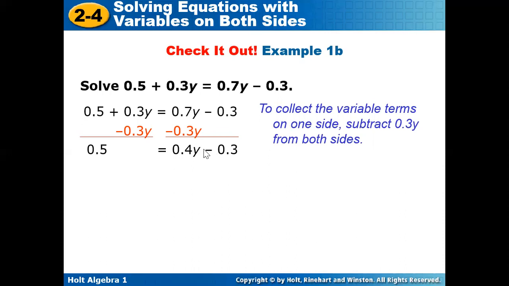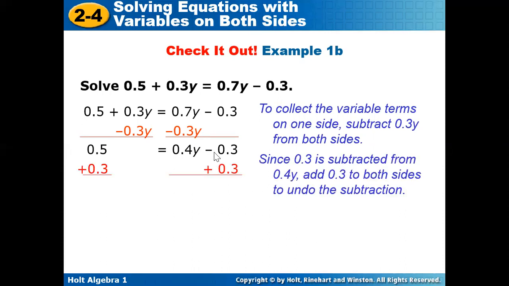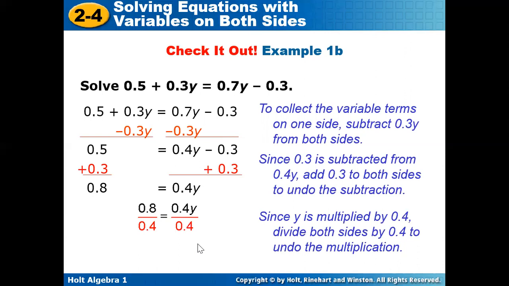Since this is subtraction, this is a negative 0.3, we're going to use addition to get rid of it. So we're going to add 0.3 to both sides. These cancel out. 0.5 plus 0.3 is equal to 0.8. So now we get 0.8 is equal to 0.4y. Since we are multiplying 0.4 times y, we are going to divide both sides by 0.4. These cancel out, leaving us with y, and 0.8 divided by 0.4 is equal to 2.